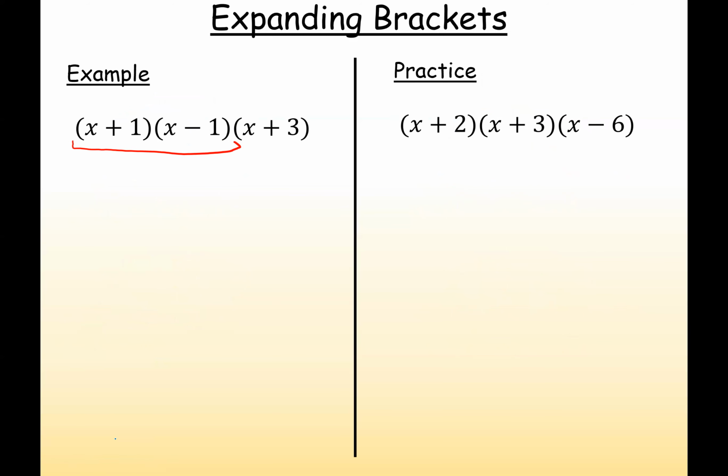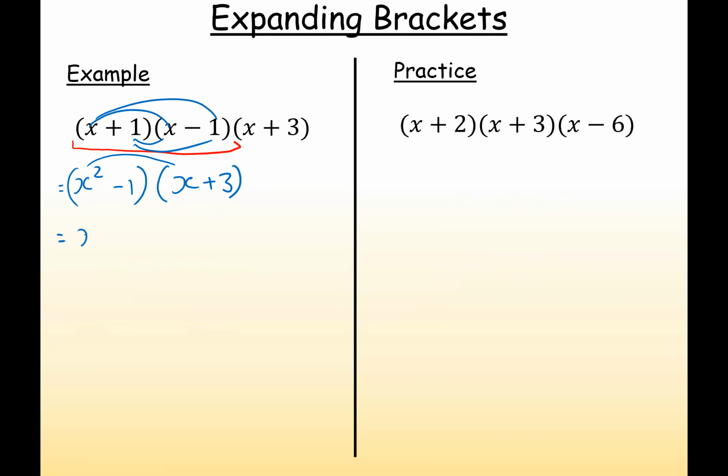So we're going to completely ignore that x plus 3 to begin with. So multiplying these together is going to be x squared minus x plus x, because it's 0, minus 1. Similar to the last question we had in the example. And we're still going to be multiplying that by x plus 3. Remember, we haven't multiplied that bit yet. So we now need to multiply that out.